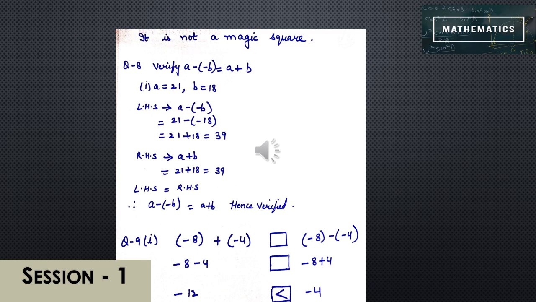Like minus 1 is greater than minus 2, and minus 2 is greater than minus 3. Minus 3 is greater than minus 4. Similarly, you can see here minus 12 is not greater than minus 4, rather minus 4 is greater than minus 12. So like this you have to solve the other parts of question number 9 in your notebook.